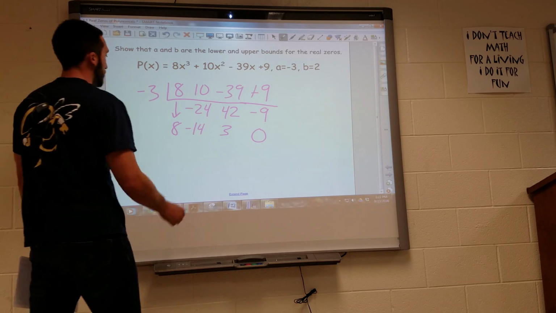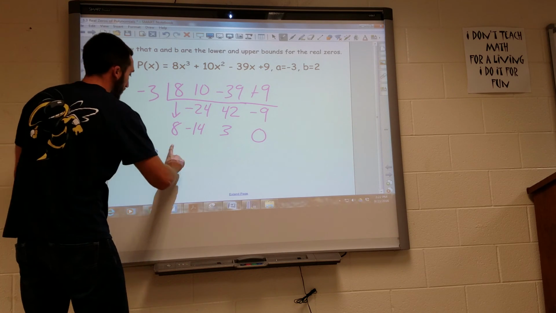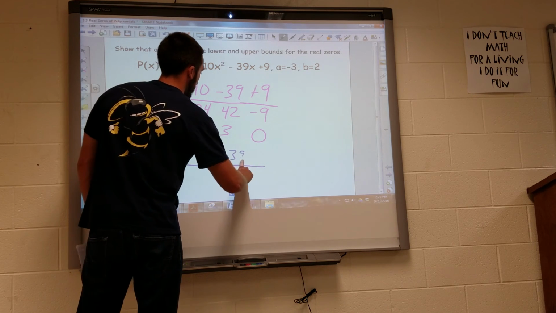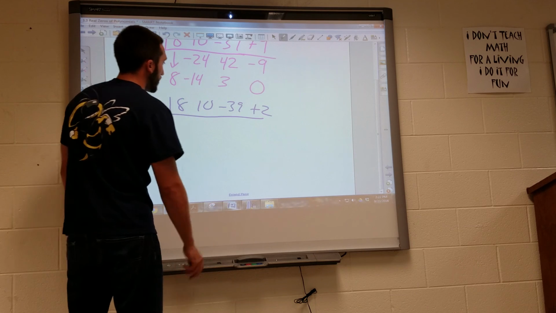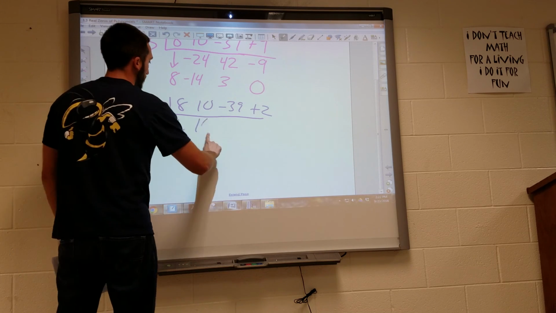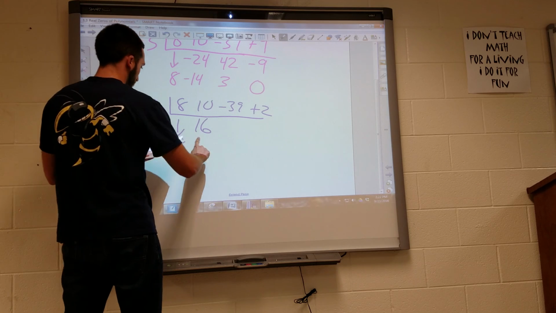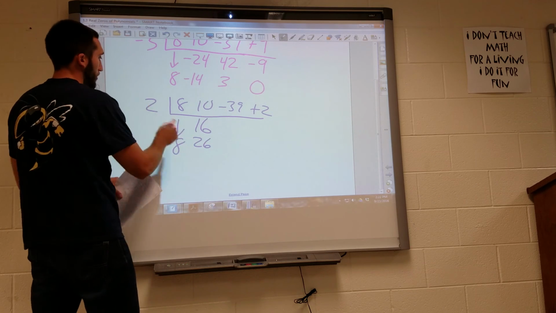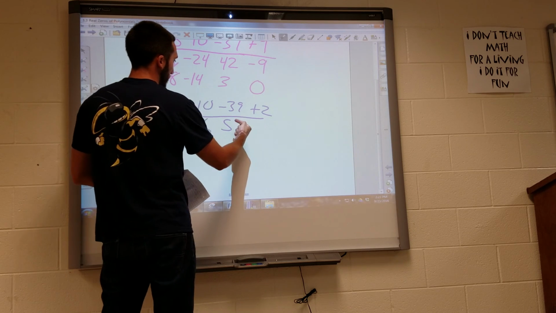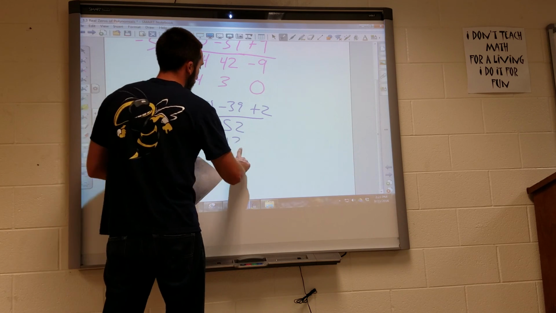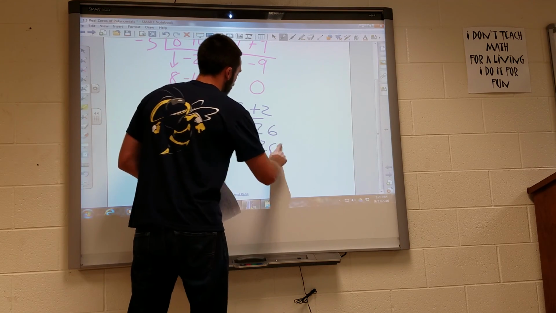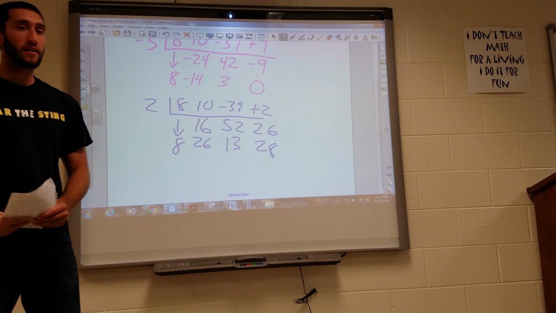Okay, then to prove that 2 is an upper bound, we do the same thing. Okay, so we carry my 8 down. 2 times 8 is 16. 10 plus 16 is 26. 2 times 26 is 52. Negative 39 plus a positive 52 is a positive 13. Times 2 is 26 for a positive 28.